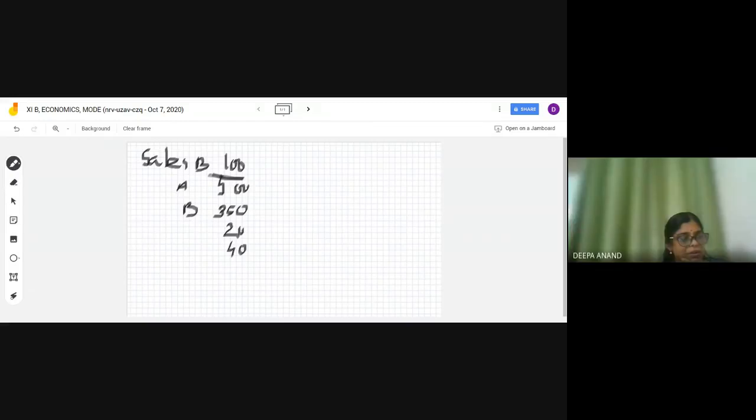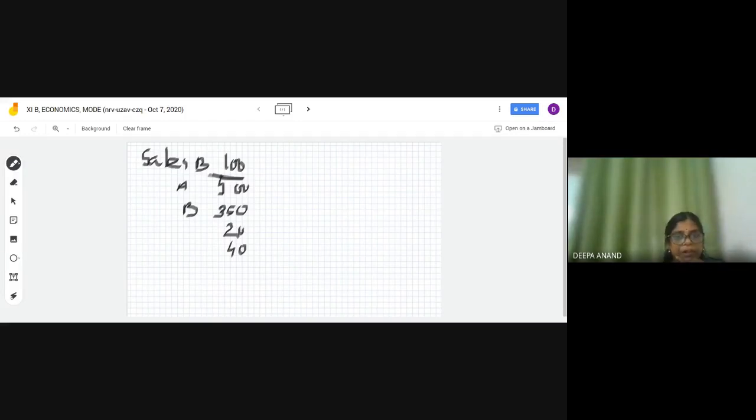Sales by firm B to government, 100. Sales by firm A, 500. Sales by firm B to households, 350. Change in stock of firm A, 20. Closing stock of firm B, 40. Opening stock of firm B, 30. Purchase by firm A, 320. Indirect taxes paid by both the firms, 75. Consumption of fixed capital, 120. Sales by firm A to B is 200.